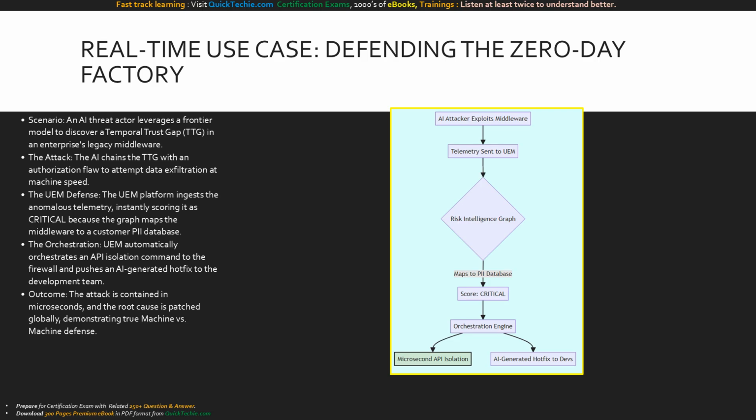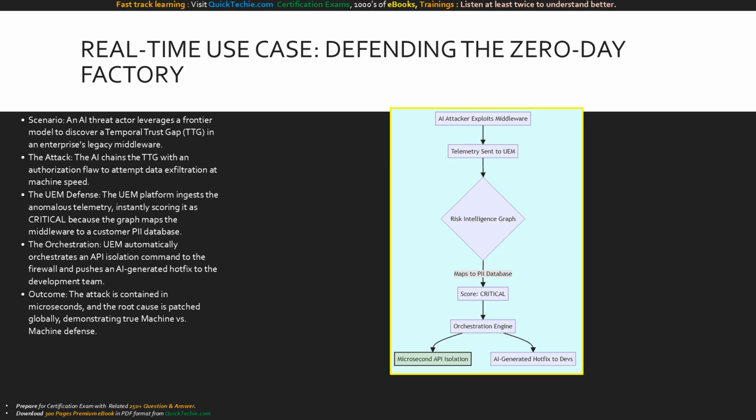Imagine an AI threat actor uses a frontier model to discover a temporal trust gap, a microscopic race condition in your enterprise's legacy middleware. The attack commences at machine speed, chaining this gap with an authorization flaw to exfiltrate data. Now, the defense activates. The platform ingests the anomalous telemetry from your XDR sensors. It instantly queries the risk intelligence graph, which realizes this middleware connects to a sensitive customer PI database, elevating the risk to critical. The orchestration engine fires immediately.